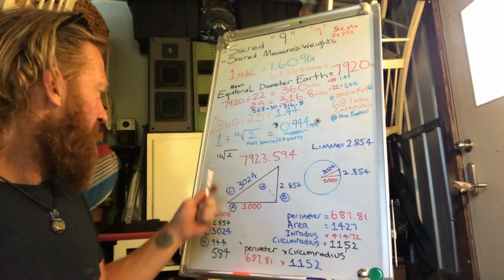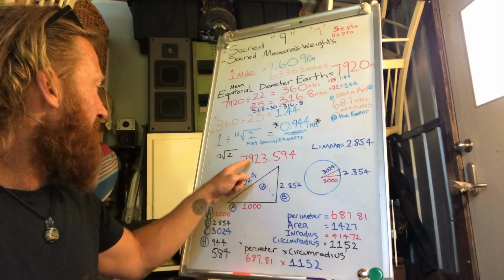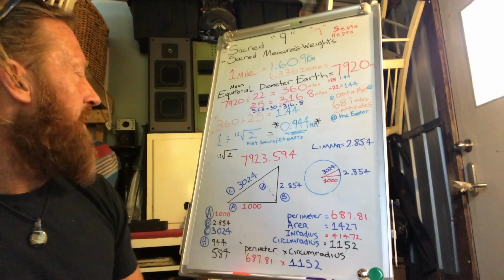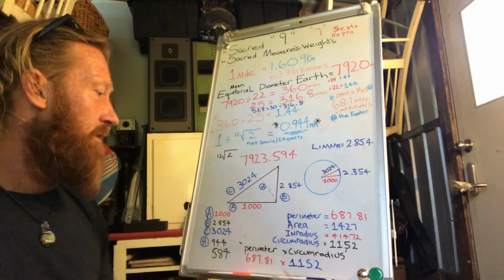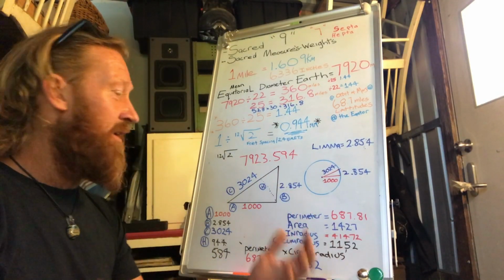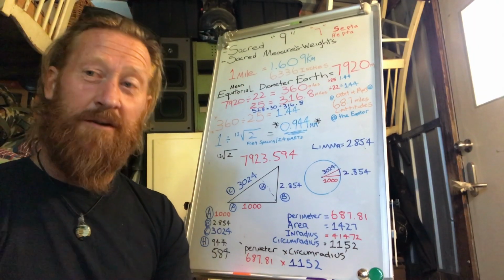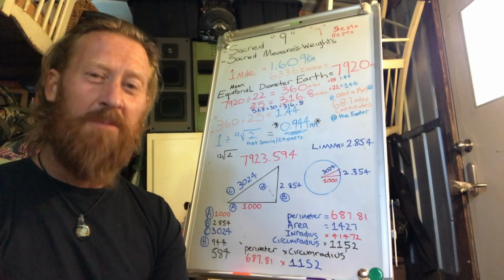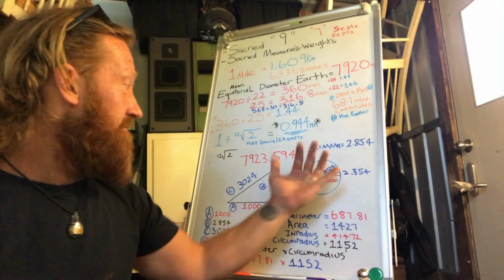So we took it from perimeter times the circumradius, and we get 7,923.594. And we didn't do any of this. You can see that. I didn't do that. I just observed. I just followed the rules. I followed the law. That's all I did. I'm a law-abiding cosmic citizen, because I just followed the law.